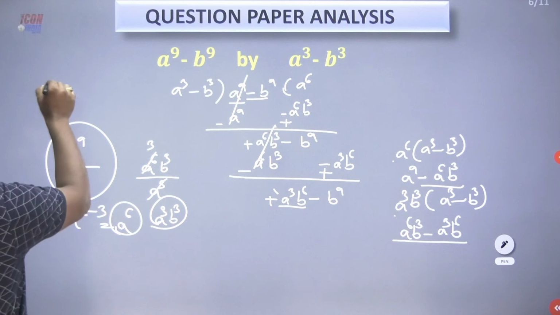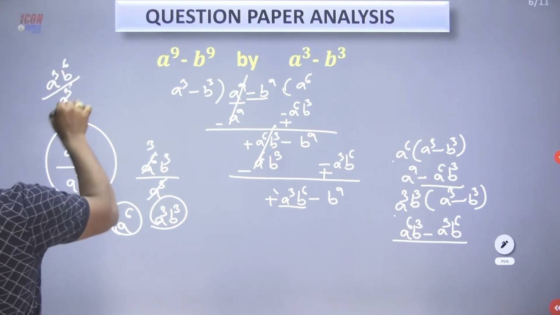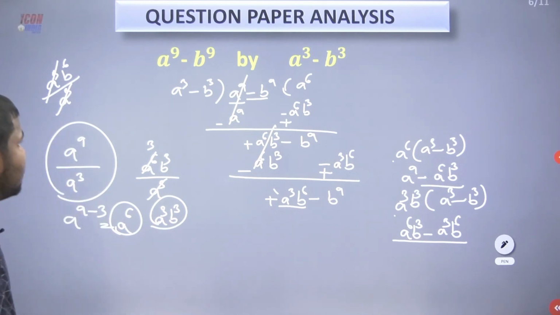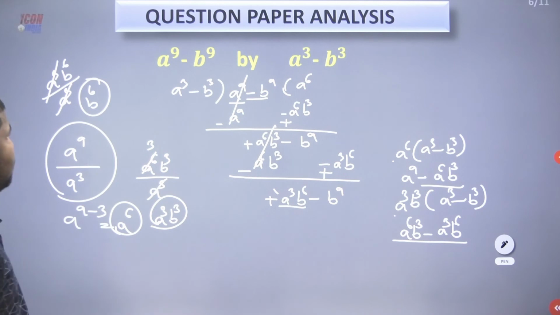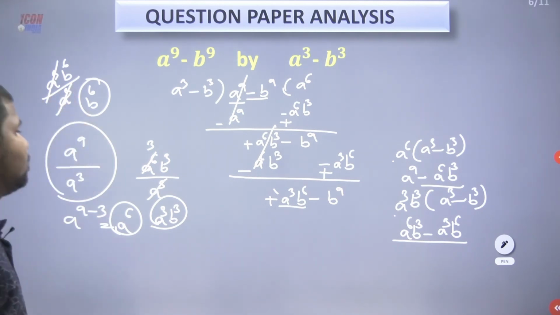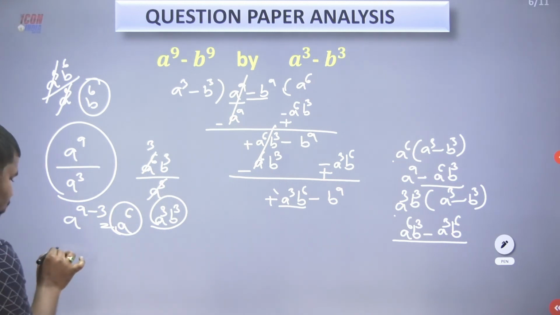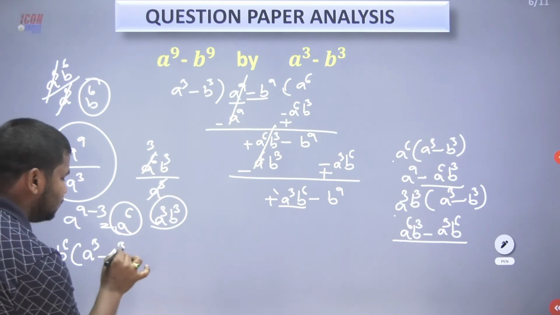Take a to the power of 3, b to the power of 6. When you divide with a to the power of 3, both will get cancelled, and the remaining is b to the power of 6. So we need to multiply with b to the power of 6. Take b to the power of 6 into a to the power of 3 minus b to the power of 3. What happens?